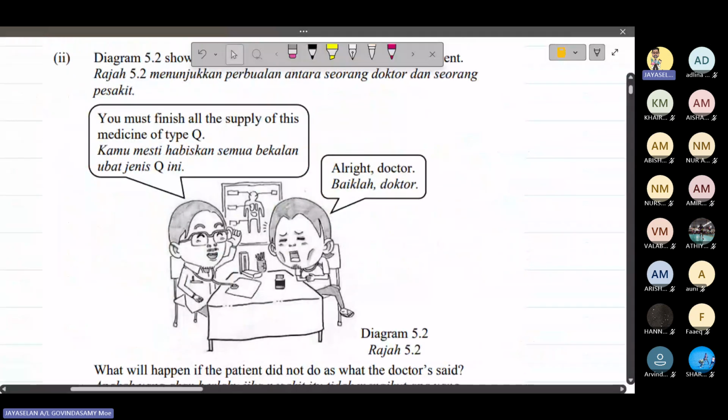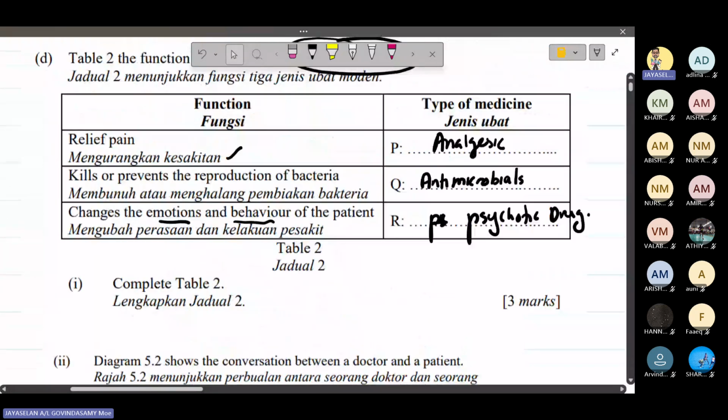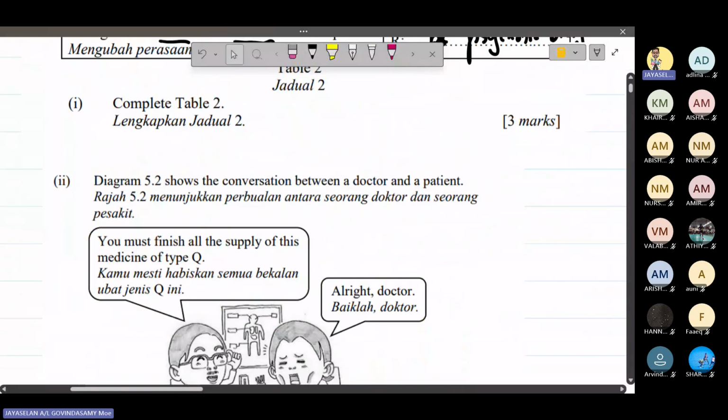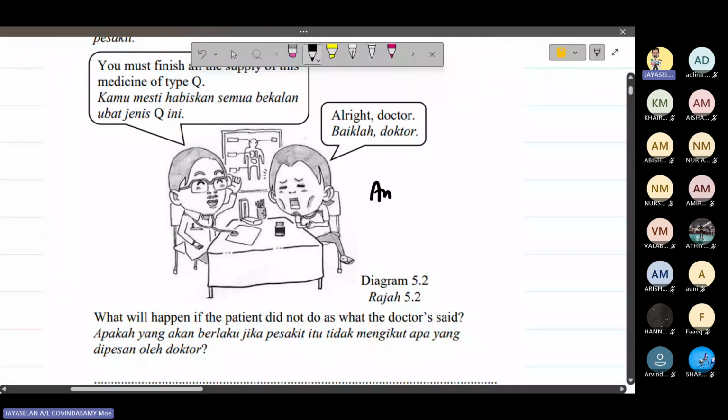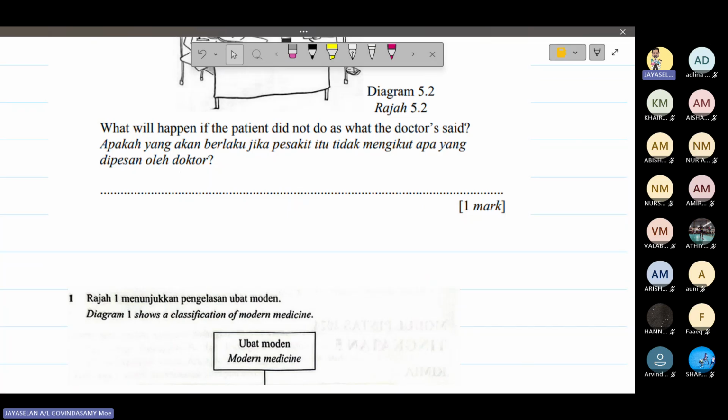Okay, next one. Read this question. You must finish all the supply of medicine type Q. Okay, all right, doctor. Medicine type Q. Where is your Q? It is antimicrobial. That means they are mentioning about what? They are talking about antibiotic. All right, antibiotic. Okay, what will happen if the patient does not do as what the doctor says?